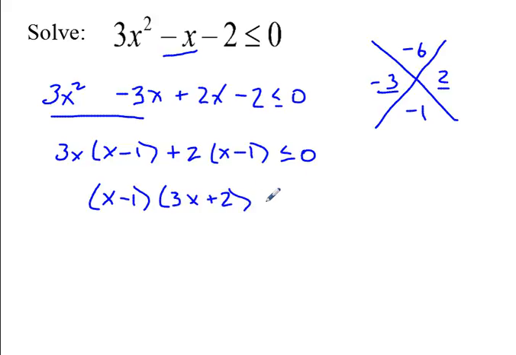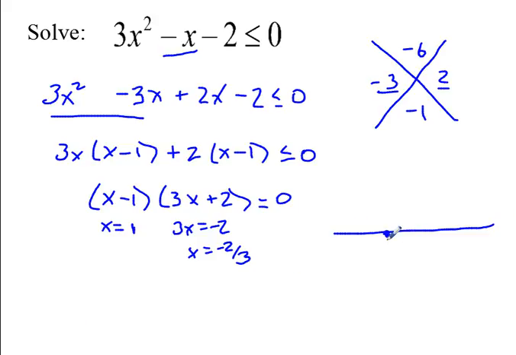And you'll recall we're actually interested right now in when it equals 0. So we're going to figure out, all right, x equals 1, because that'll make this thing equal 0. And 3x equal to -2, or x equals -2/3. So we're going to solve this part for when it is equal to 0. And we're going to draw a picture here. So if we draw our picture, -2/3 and 1. Our parabola opens up because we have a positive 3 out front.